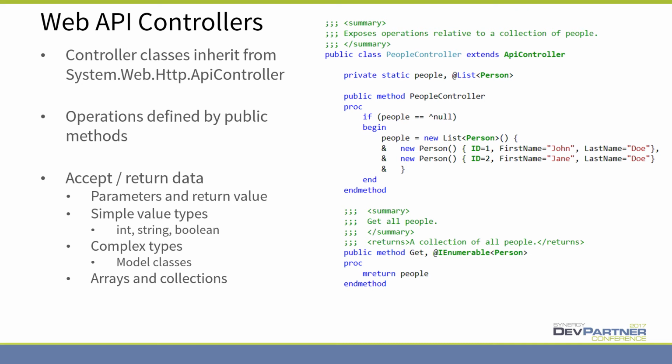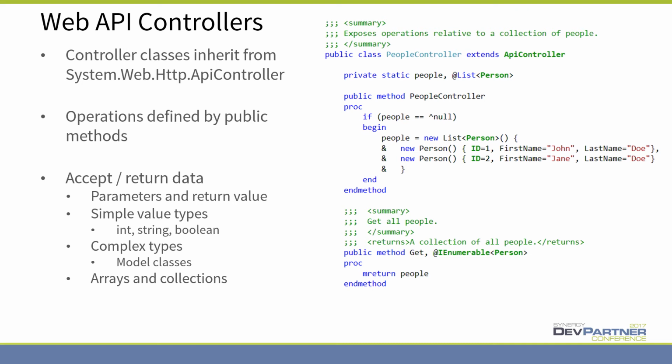Here's an operation at the bottom. Public method get. That's one of the naming conventions. We're saying, in order to call this method, you do an HTTP get. Okay? And you'll notice it doesn't have any parameters, and it returns a collection of person. So there would be code in that method, and in this case, it's just returning that hard-coded collection. That's an example of how to implement an operation in a Web API environment.